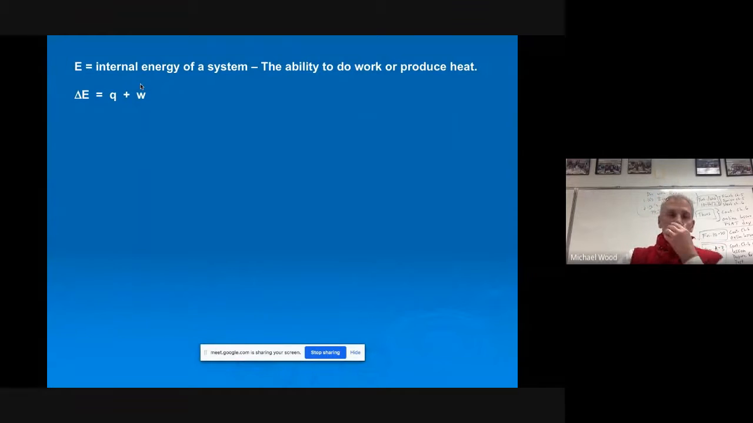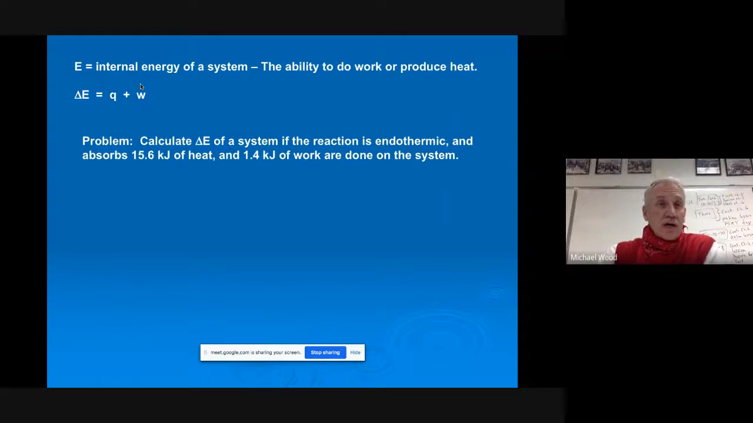This is actually something that's not on the formula sheet, but it's something that I'm going to have on the test. It's not going to be a major point on the test, but it's going to be on the test. E is equal to the internal energy of a system. It's the ability to do work or produce heat. And what's going to happen here is delta E is going to really equal Q, which is going to equal delta H, is what we're going to say. But let's do this problem.